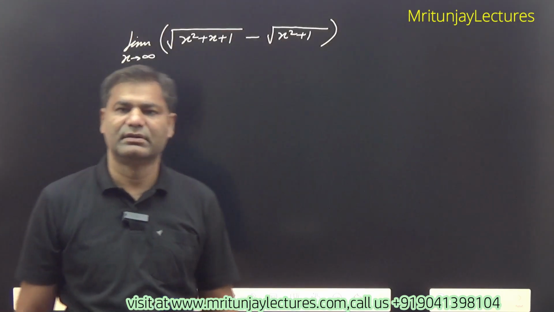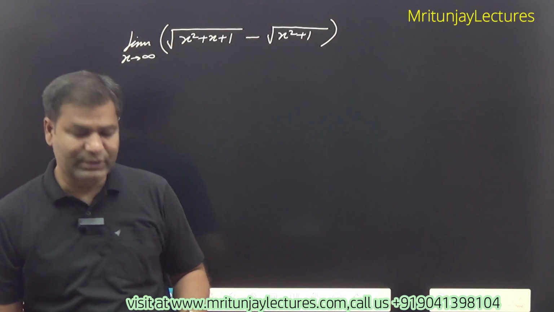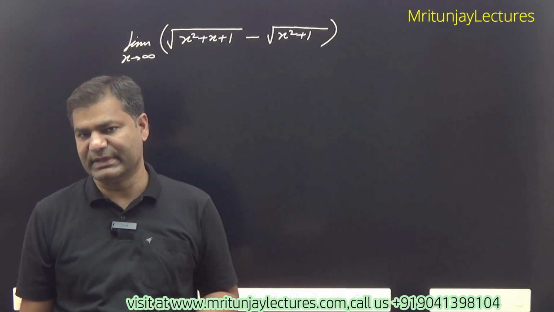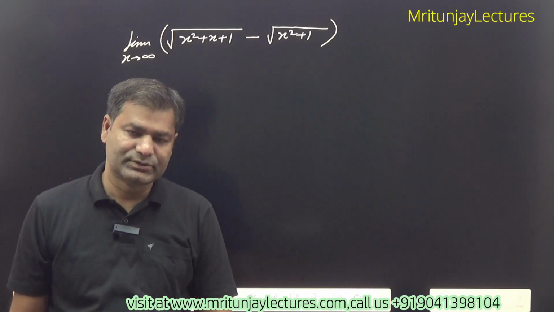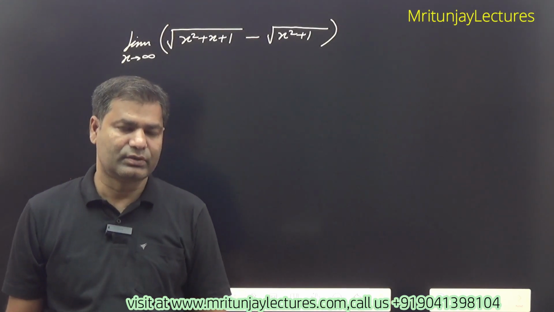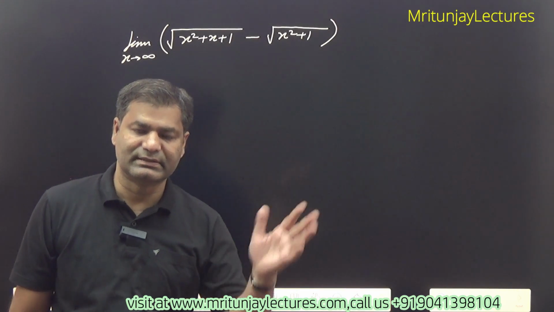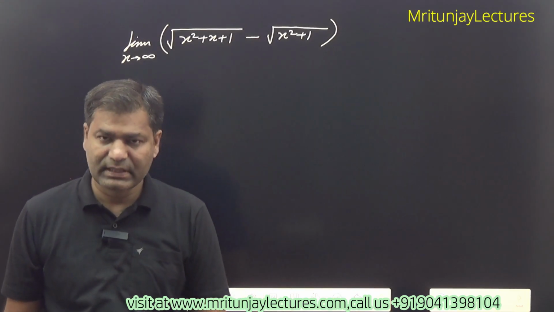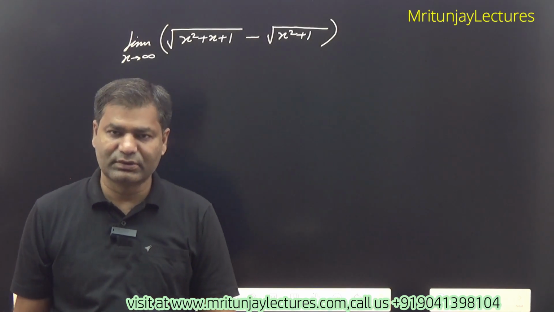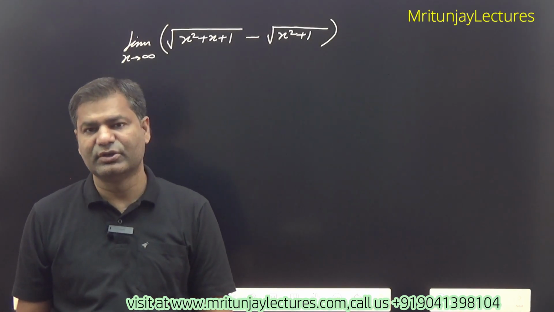Under root x square plus 1. So if we put x equal to infinity, then we get infinity minus infinity. It means that it is an indeterminate form. So how can we do it? First of all, this is converted into 0 by 0 or infinity by infinity form. Then you can apply L'Hospital rule. Otherwise, you can also use the conventional method.